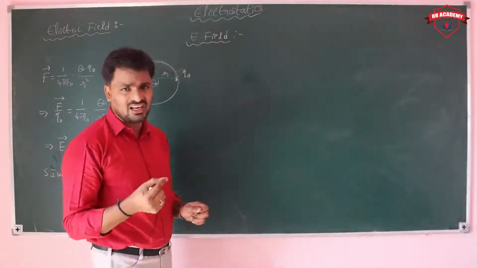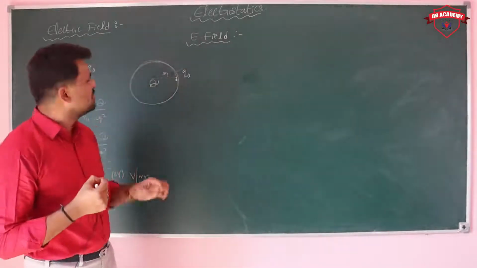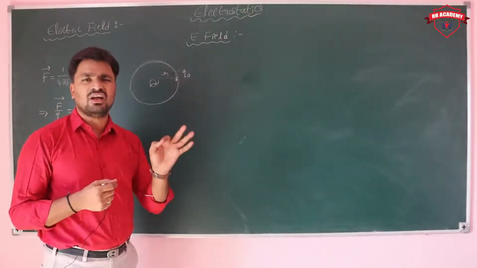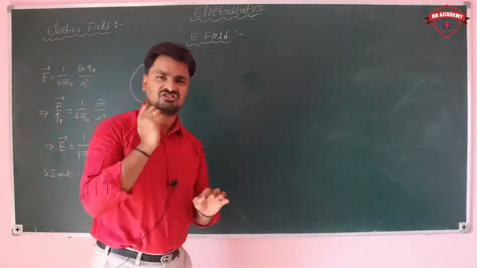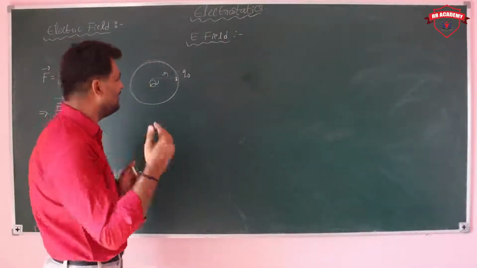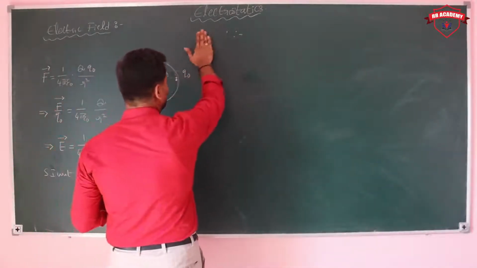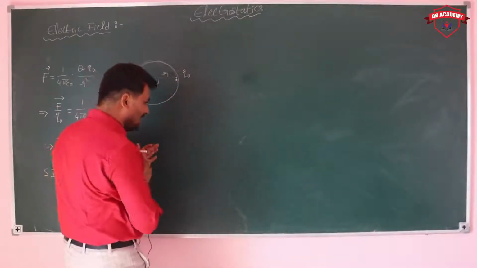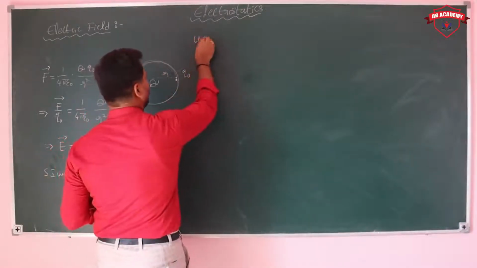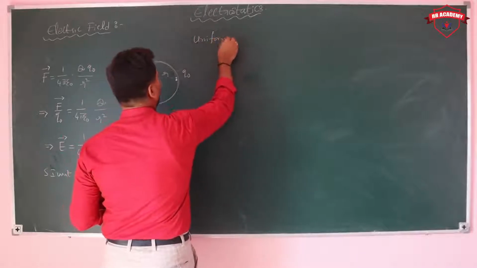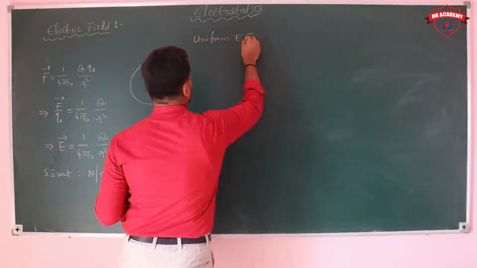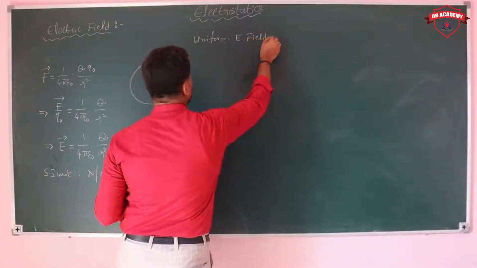The strength of the electric field at a particular point, that we can call electric field strength. Electric field strength at a particular point, how much it is having, that we can take. Next, you can take uniform electric field. Uniform electric field means the strength of the electric field remains the same.